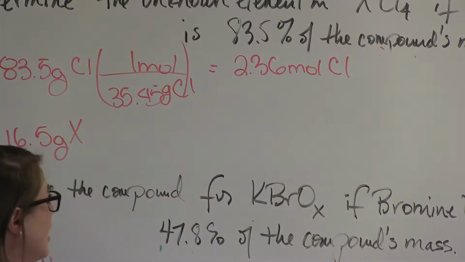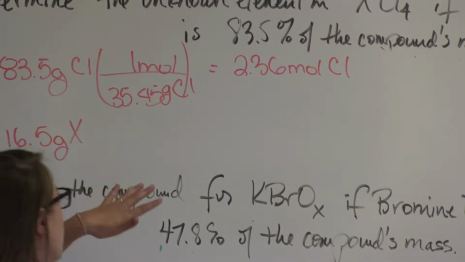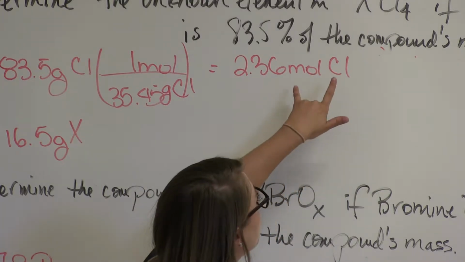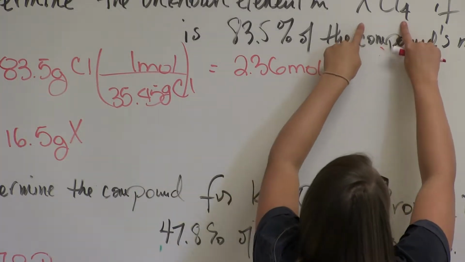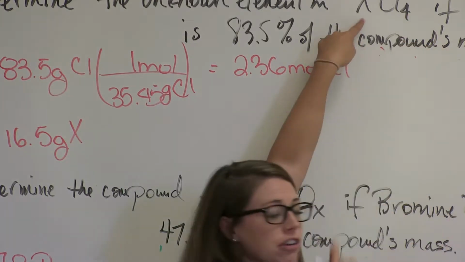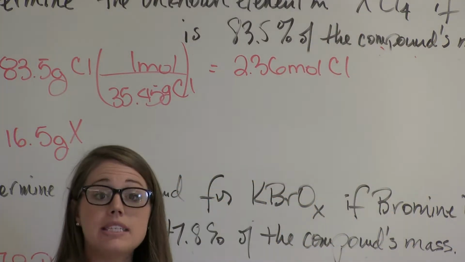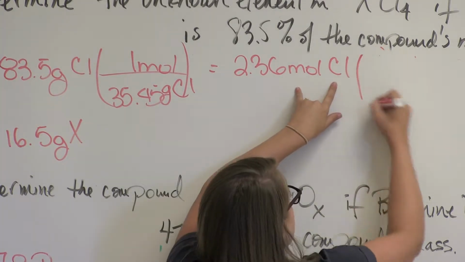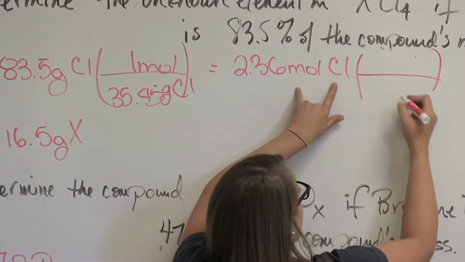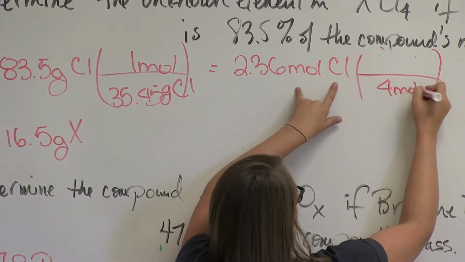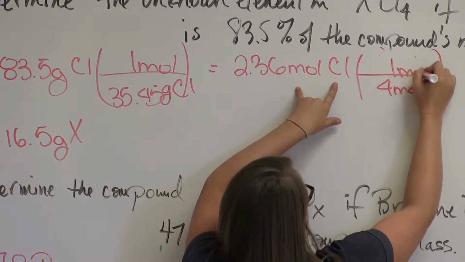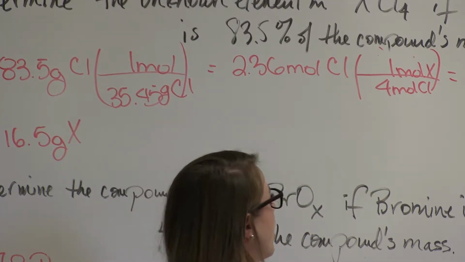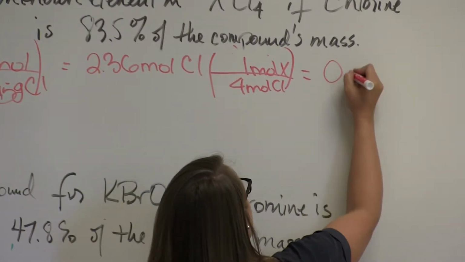Okay, well, if I've got 2.36 moles of chlorine, we need to find moles of X, but we have a ratio. We know for every 1 mole of my unknown, I've got 4 moles of chlorine. So we can set up a mole ratio since we're already in moles of chlorine. So let's go ahead and set up a ratio here. We've got 4 moles of chlorine to 1 mole of X. Okay, so if you punch that into your calculator, you're going to get that the unknown is 0.589.